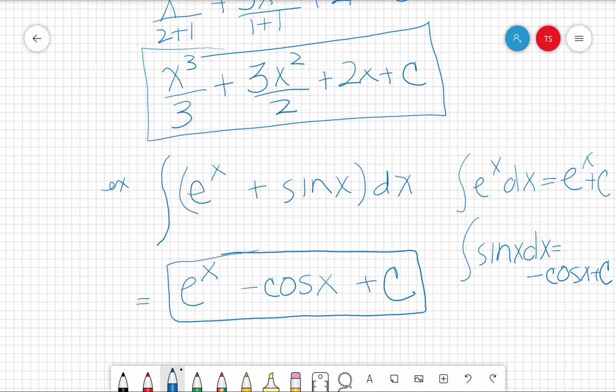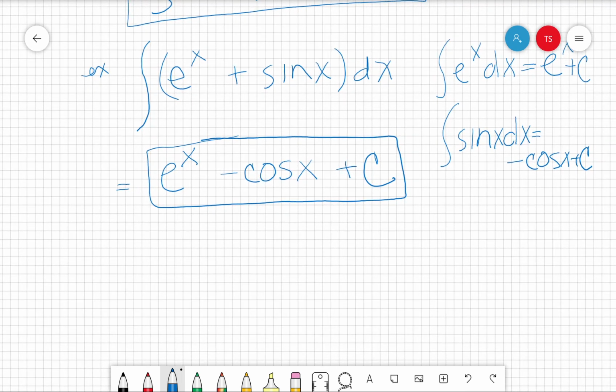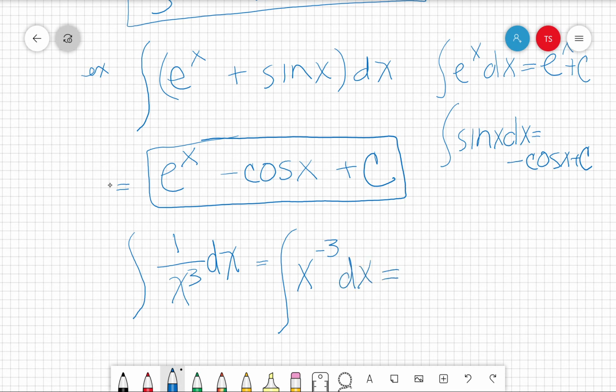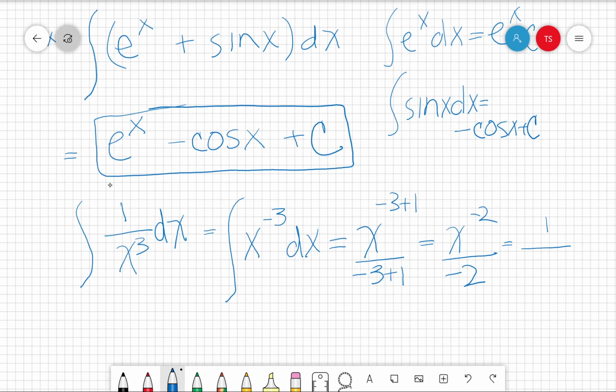So it's really important that you learn the basic forms so that you know how to treat each term that you're given. Sometimes you're going to want to rewrite terms before you integrate. So for example, let's say I have 1 over x cubed dx. I'm going to rewrite that as the integral of x to the negative 3 dx. And that will be equal to x to the negative 3 plus 1 over negative 3 plus 1, which will be x to the negative 2 over negative 2, which we can simplify as 1 over, that's going to be a negative, 2x squared.